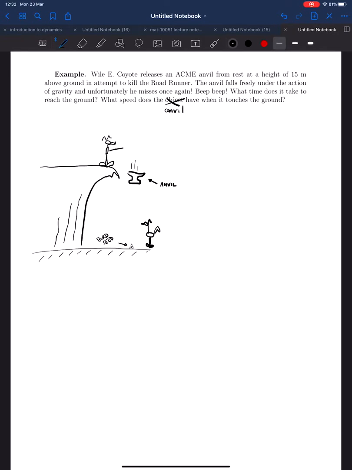If you haven't a clue who these characters are, you need to have a word with yourself and start watching some of these cartoons because they're great.